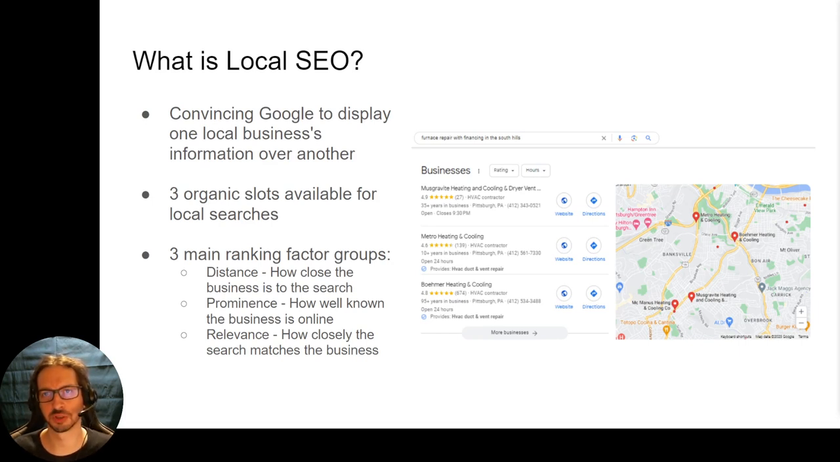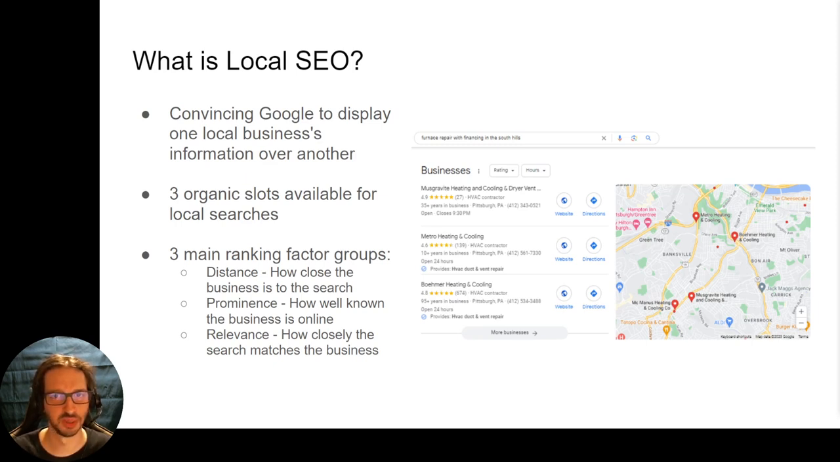Relevance is how closely the search matches the business. Google is all about displaying the most relevant information possible, so you cannot reasonably expect to rank for all queries. It really comes down to the density of related businesses in the same geographic area and how much those other businesses have done to improve their local SEO. The lighter the competition in a specific area, the easier it will be to rank.